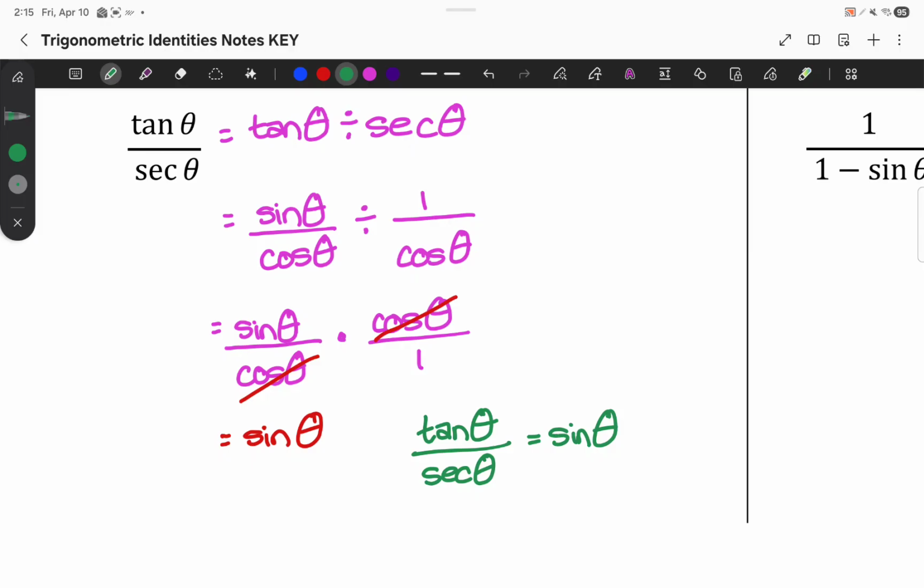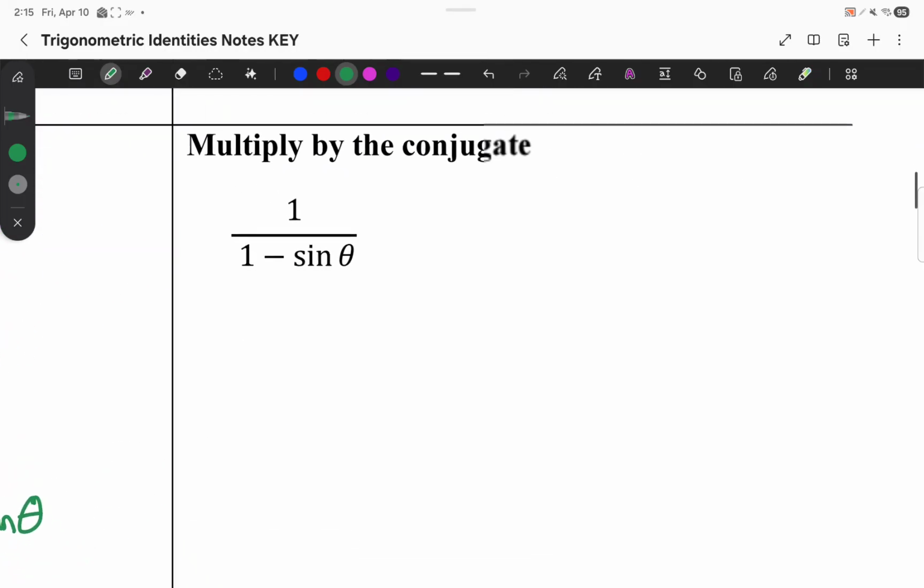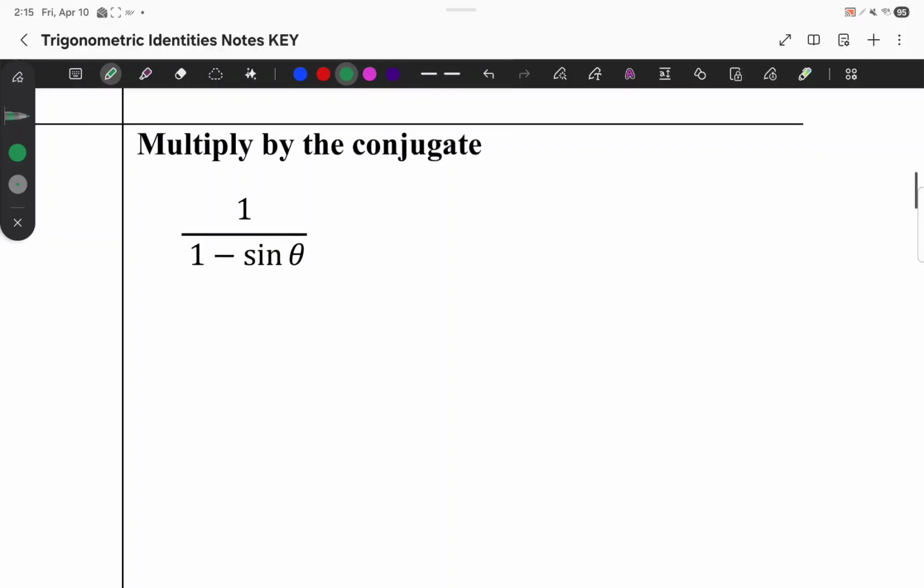Okay, last technique. Am I okay to slide? Yes. All right, last technique is multiplying by the conjugate. This one kind of has limited use, but the idea is if you have something with 2 terms and it doesn't factor and you don't have any other factors, something you can do is multiply by the conjugate and create a difference of squares, and that difference of squares might actually match a Pythagorean identity.